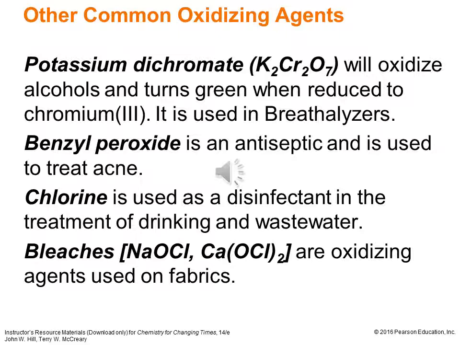Chlorine is a common disinfectant. It's often used in treating drinking water and wastewater to kill all the microorganisms. And bleaches, which are commonly either sodium hypochlorite or calcium hypochlorite or some combination of the two, are oxidizing agents used on fabrics to remove stains. So they'll remove the colors from the stains by removing the electrons through oxidation reduction. So the dyed molecule has its electron removed, and therefore it no longer appears colored.